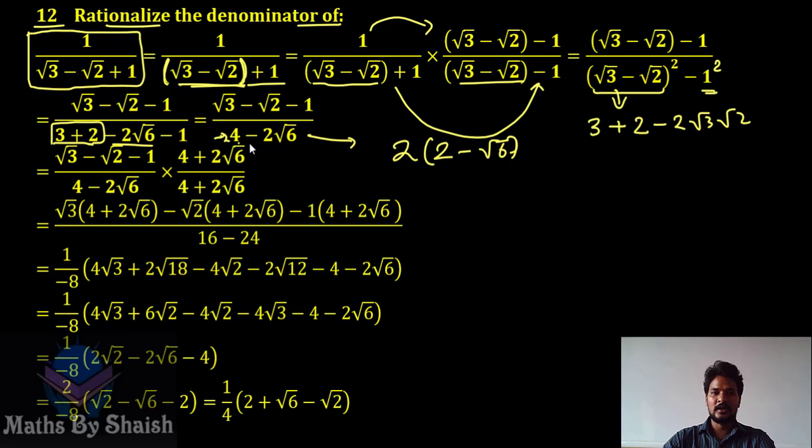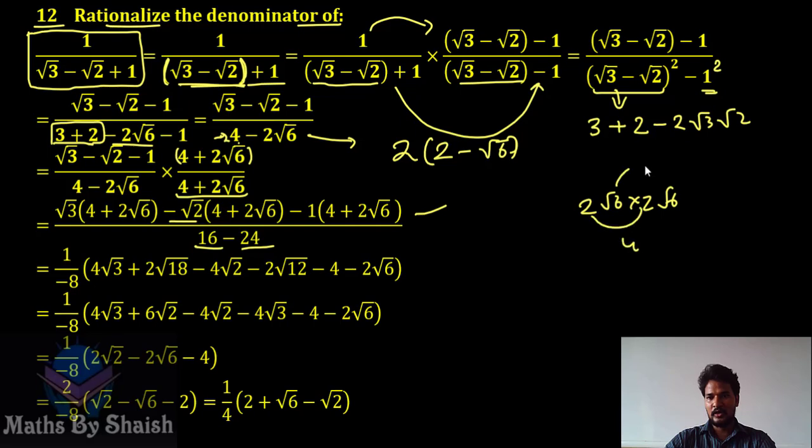And here the rationalizing factor would be 4 plus 2 root 6. So I multiplied and divided by the same thing, and the numerator is going to multiply the whole thing with the whole thing: root 3 into this bracket, minus root 2 into this bracket, minus 1 into this whole bracket. The denominator becomes (a plus b)(a minus b), that is a square. 4 square is 16, and 2 root 6 square is 24, because 2 root 6 into 2 root 6 is 2 2s are 4, root 6 into root 6 is 6, that is 24.